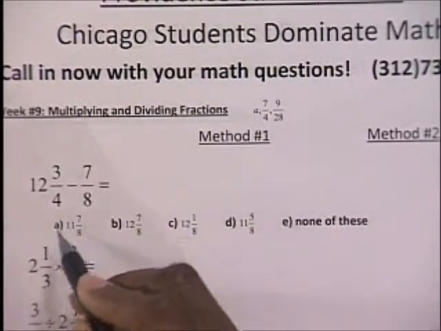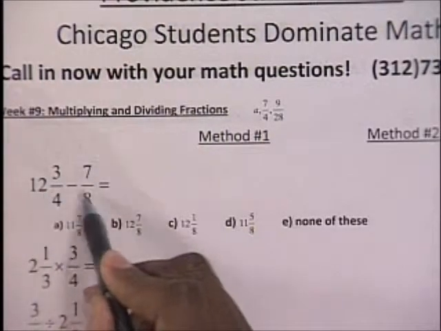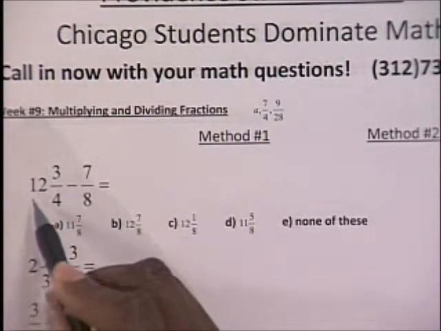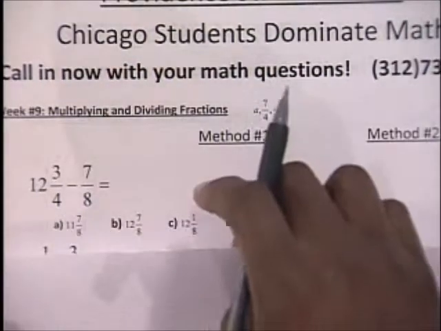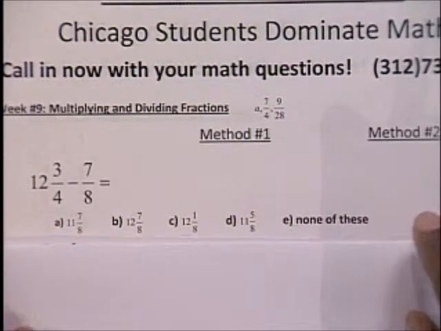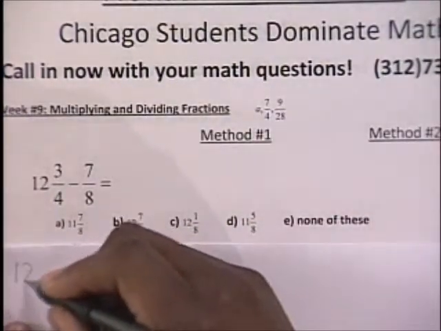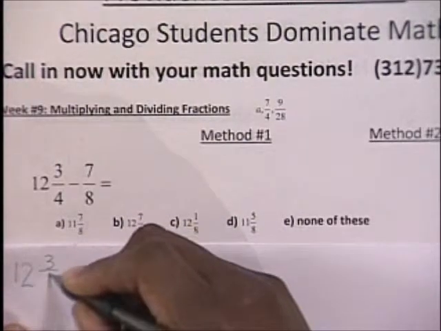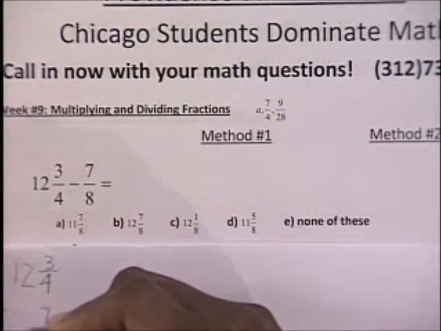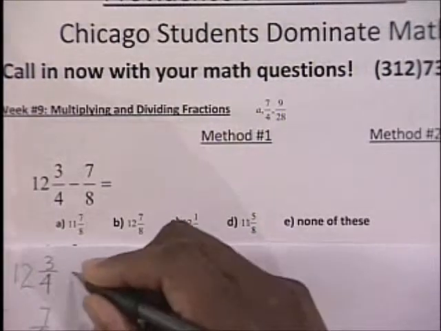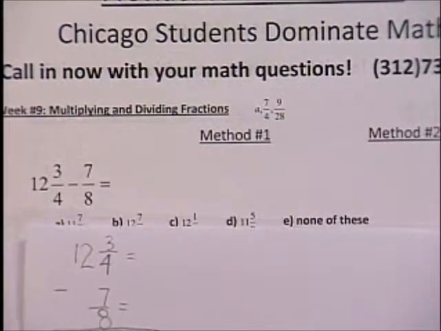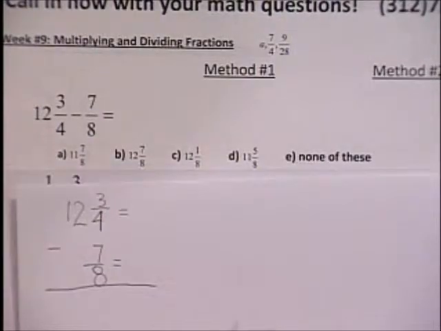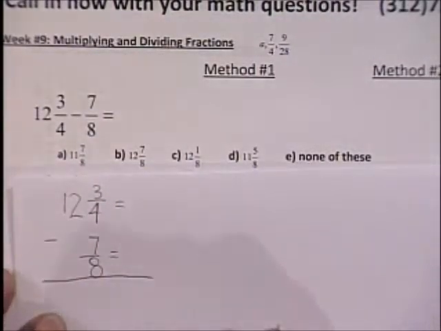Which of these answers is the answer to this difference of these two fractions right here. So we have 12 and 3/4 minus 7/8. Let's take a look at this problem, as we always do, in more than one way. All right, so we've got 12 and 3/4 minus 7/8. As we have continuously mentioned, to subtract or add fractions, you must have a common denominator.